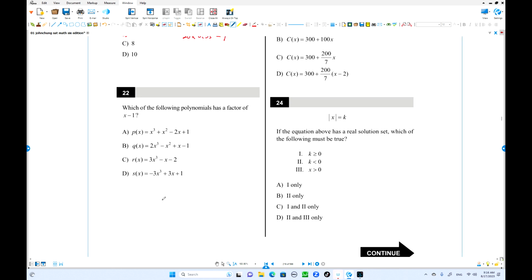Number 22. Which of the following polynomials has a factor of x minus 1? Factor means when you put this number, x is 1, if this is 0, it has a factor of x minus 1. Put this number 1 there. This is 1 plus 1 minus 2 plus 1. That is not 0. Second one is 2 minus 1 plus 1 minus 1. That is not 0. Third one is 3 minus 1 minus 2. Yeah, that is equal to 0. This one has a factor of x minus 1. Okay, choice C is the answer.